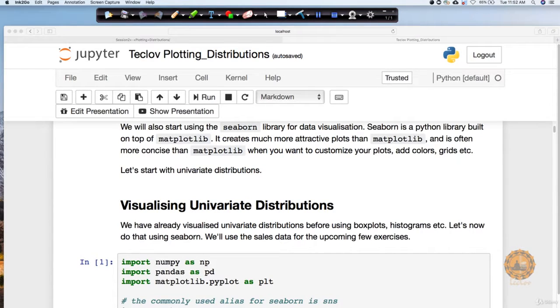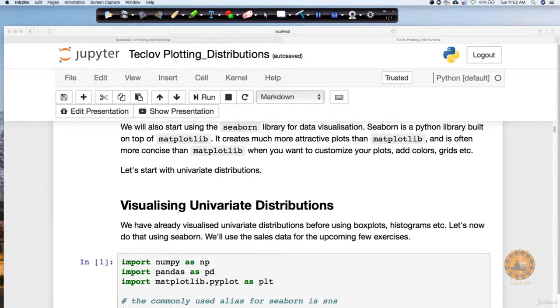So after we understood how matplotlib works, now it's the right time to talk about Seaborn, which is another variant of matplotlib. In fact, Seaborn is built on top of matplotlib, and it is more effective because you can create even more attractive plots, and it is more concise than matplotlib. You can add colors, you can customize your plot. All these things are possible in the Seaborn package.